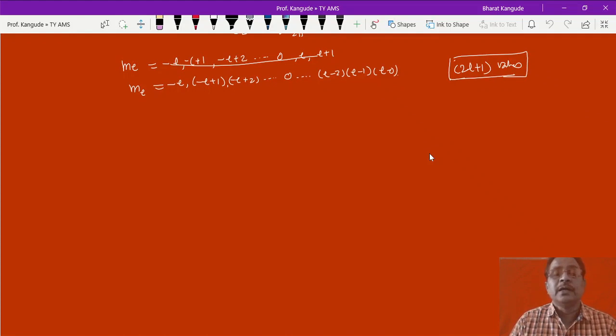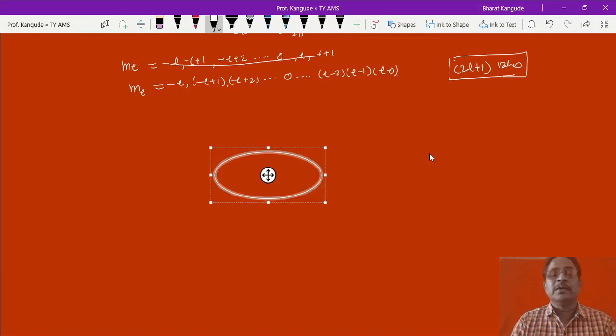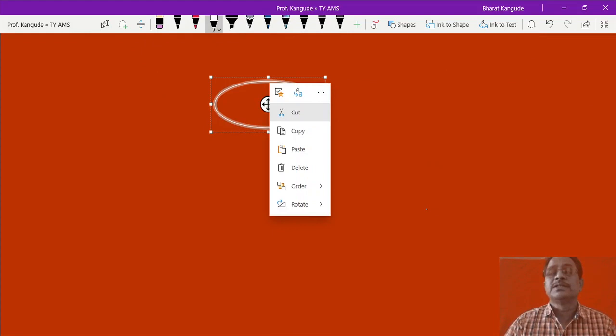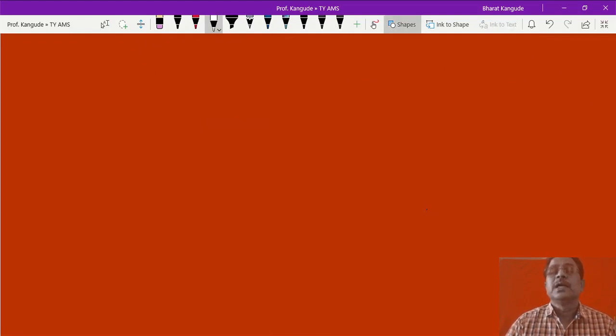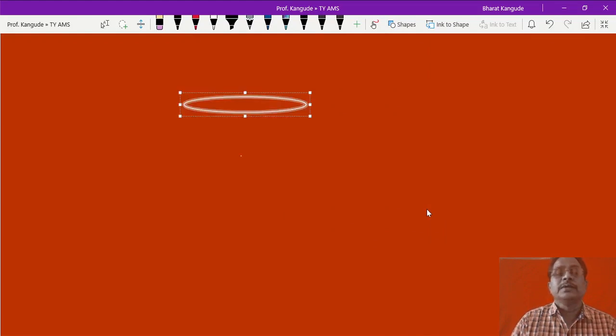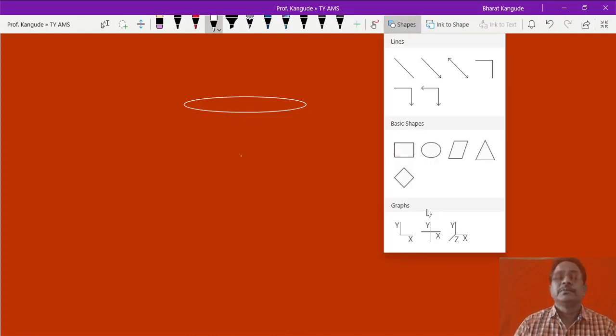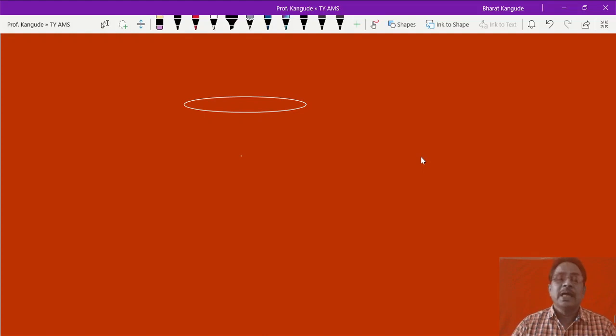So this is a big diagram like this. Actually I could not use this, so let me cut this. I'm using this again. Okay, that's correct. And now take one more shape here.